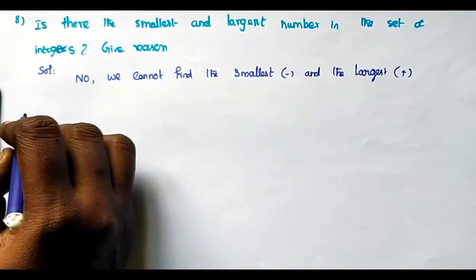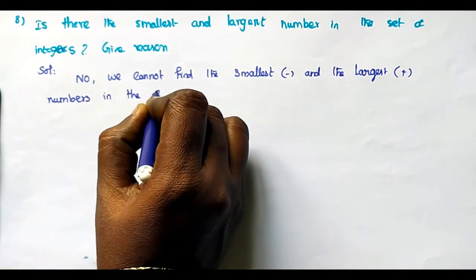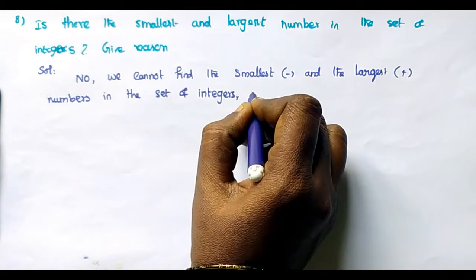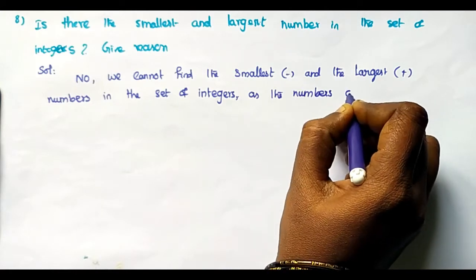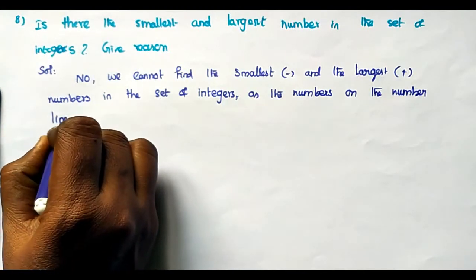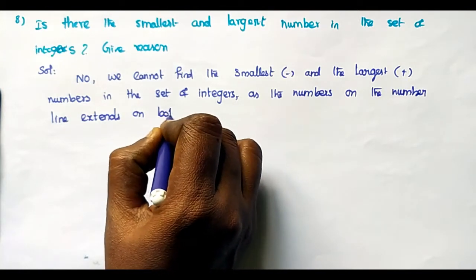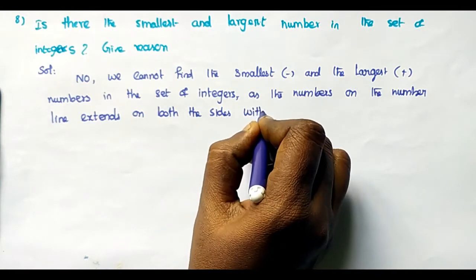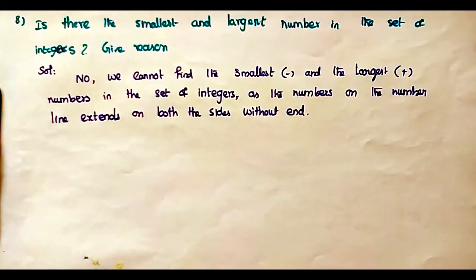largest means positive numbers in the set of integers, as the numbers on the number line extend on both the sides without end. So that is the answer.